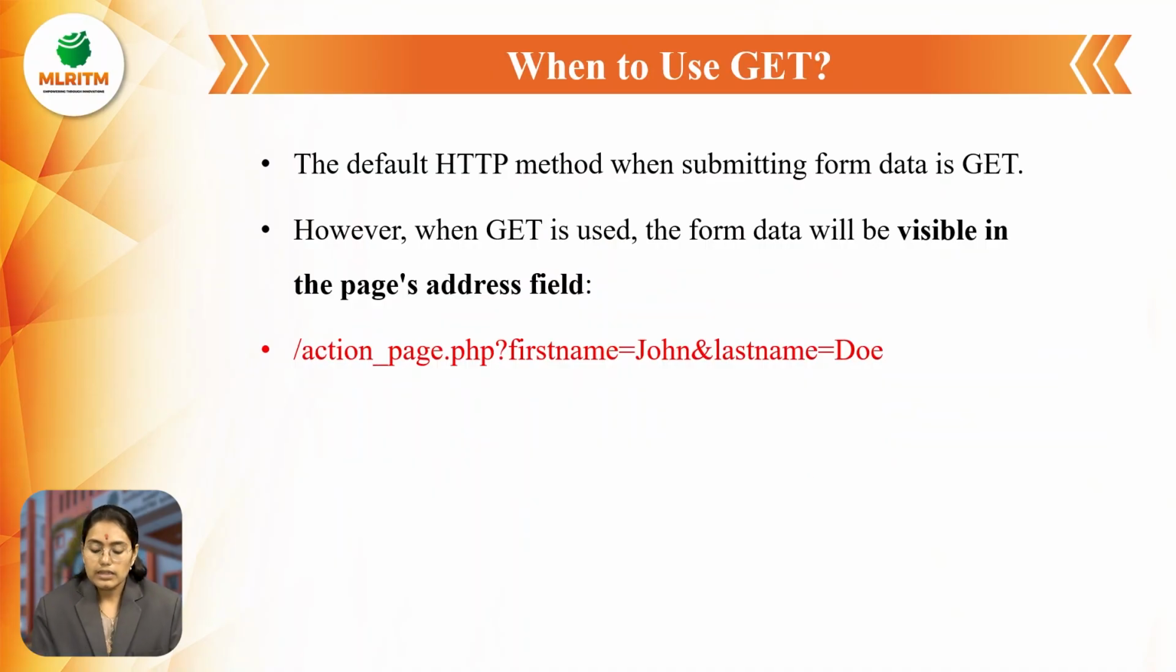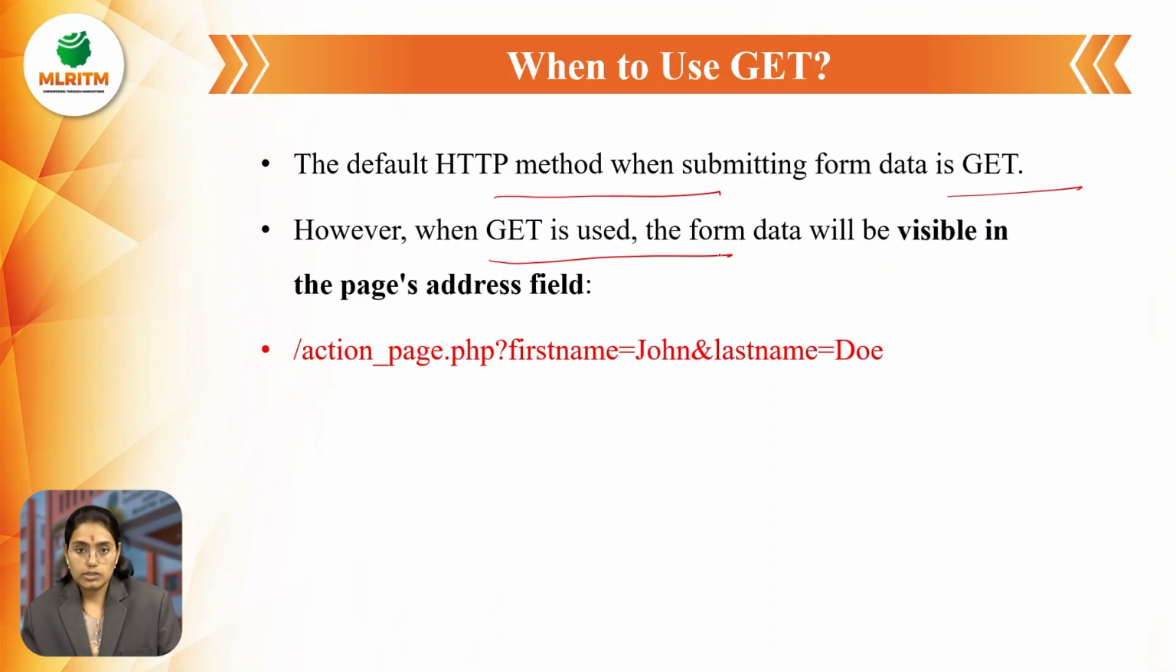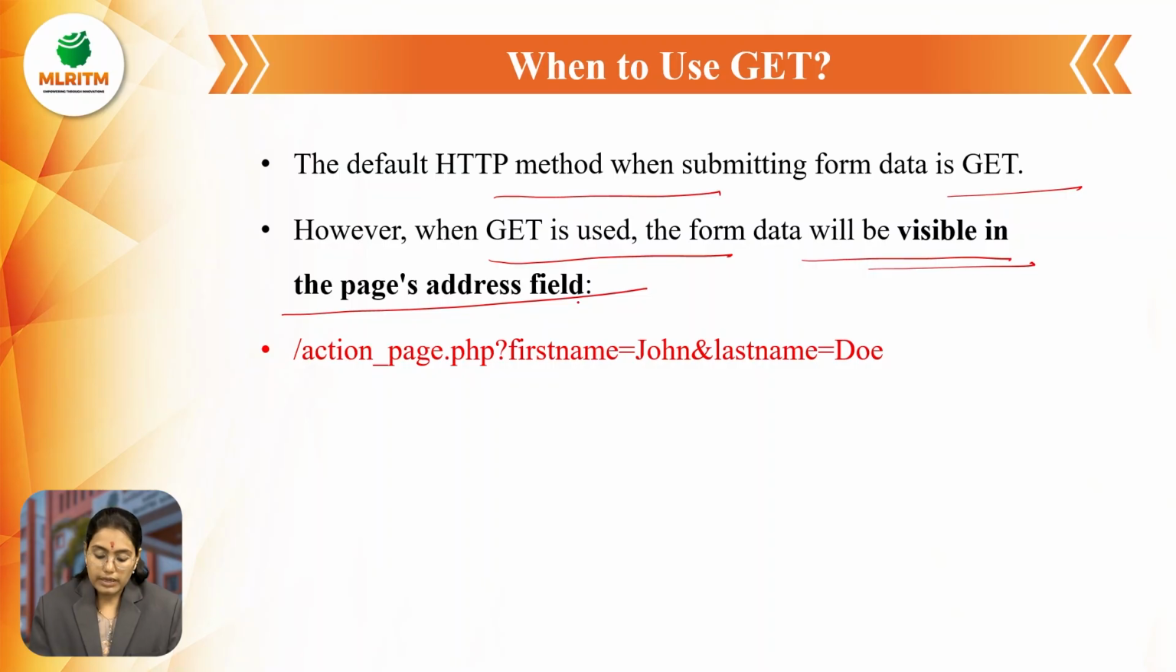So when to use get? The default HTTP method when submitting the data is get. When we are submitting the data to the server, we are using this get method. When get is used, the form data will be visible in the page address field. So if we use get, authentication is not happening, because we will be able to see this form data in the page address field. Let's see how. See, action underscore page dot php is clear. After the question mark, you can see first name equal to John and last name equal to Joe.